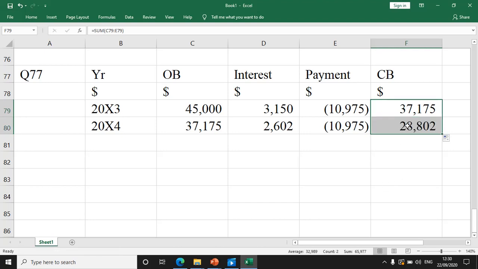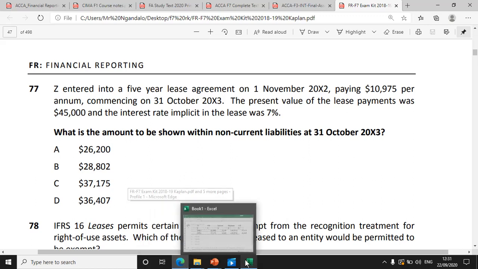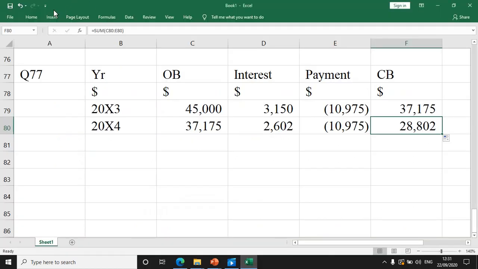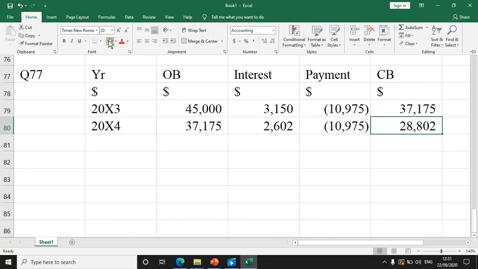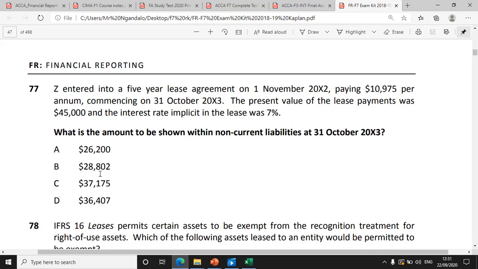Okay. So what the examiner is looking for is the long-term obligation. I think it's clear what is the amount to be shown within non-current liabilities. So according to our teaching last year, the long-term obligation was said to be the closing balance for the following year. So that's the figure that you're looking for there, 28,802, and that's the figure that we have there. I hope that you are getting something.